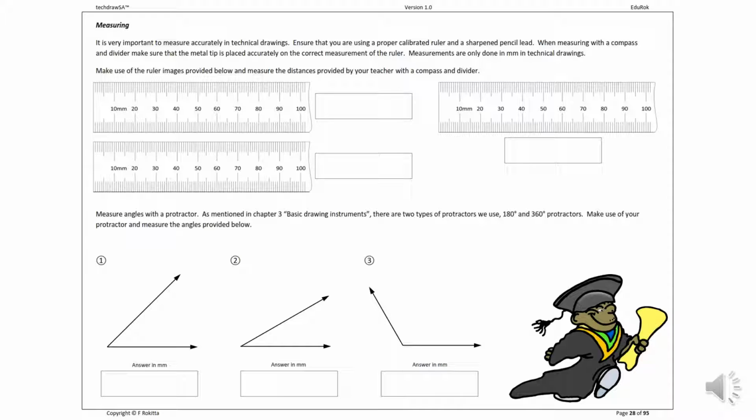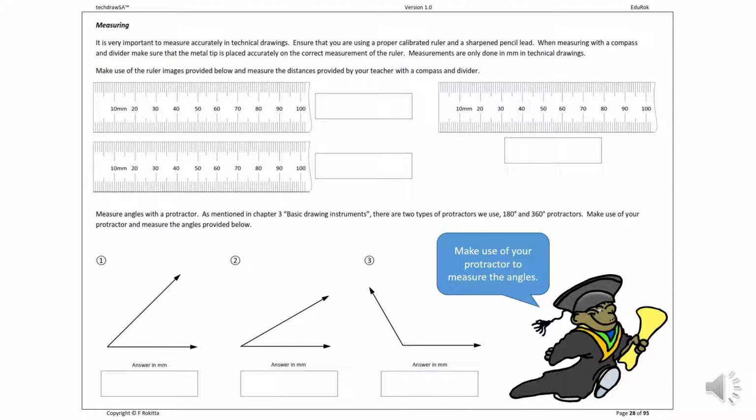Below you will find images of the rulers in your workbook, and your teacher will write distances on the board that he wants you to indicate in your workbook on the ruler. And then you write that distance that he has given or she has given onto your workbook.